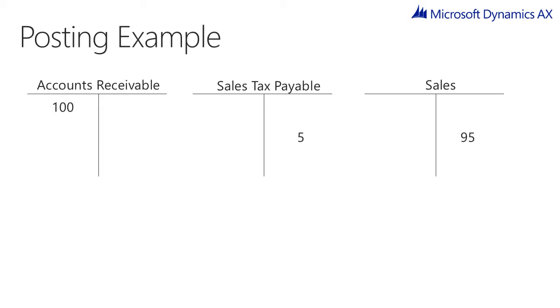For example, if a customer makes a purchase of $95 US and the tax amount is $5 US, the ledger transactions are as follows. $100 will be debited to accounts receivable. $5 will be credited to the sales tax payable, and $95 will be credited to the sales account.